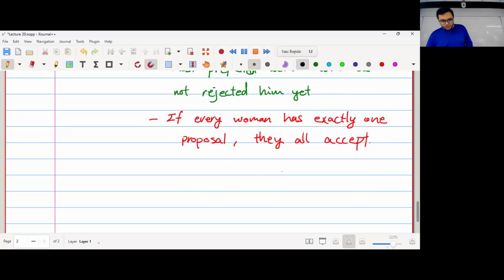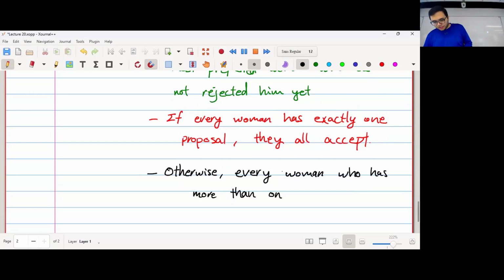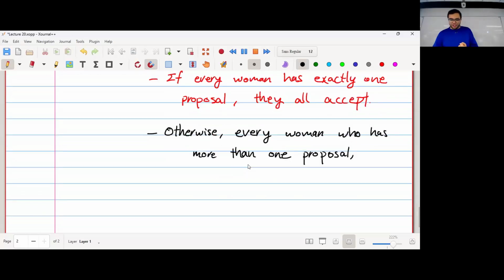So this is the next thing that we do. Say otherwise, every woman who has more than one proposal, what should she do? Yes, she rejects all of the proposals except the most preferred one. Okay. Rejects all but the most preferred. And again, this is by preference of this particular woman.